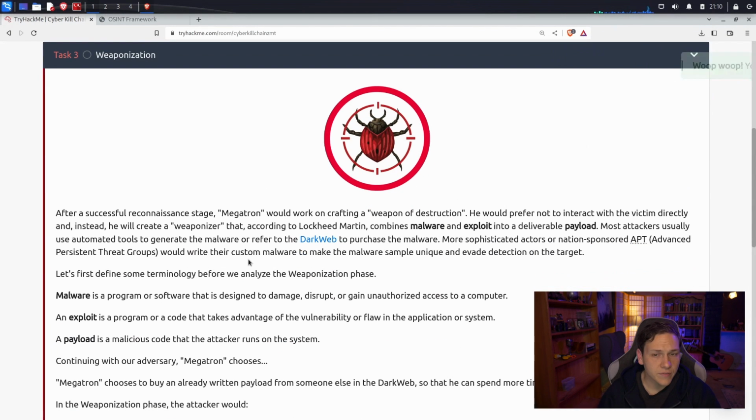After a successful reconnaissance stage, Megatron would work on crafting a weapon of destruction. He would prefer not to interact with the victim directly, and instead he will create a weaponizer that, according to Lockheed Martin, combines malware and exploit into a deliverable payload. Most attackers usually use automated tools to generate the malware and refer to the dark web to purchase the malware. More sophisticated actors or nation-sponsored APTs would write their custom malware to make the malware sample unique and evade detection on the target.